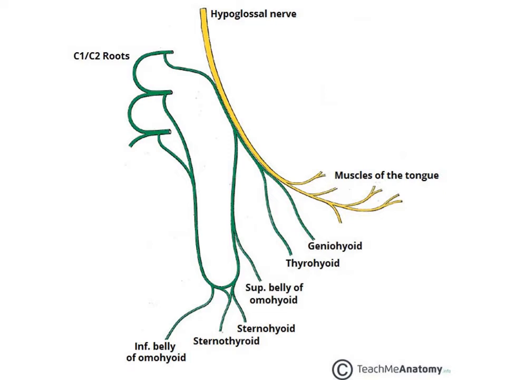This is a picture of the formation of the ansa cervicalis. The hypoglossal nerve is shown in yellow, and its terminal branches supply the muscles of the tongue, while the green branches coming out from the spinal roots of C1 and C2 supply the geniohyoid and thyrohyoid muscles. The ansa cervicalis itself supplies the superior belly of omohyoid, inferior belly of omohyoid, sternohyoid, and sternothyroid muscles.